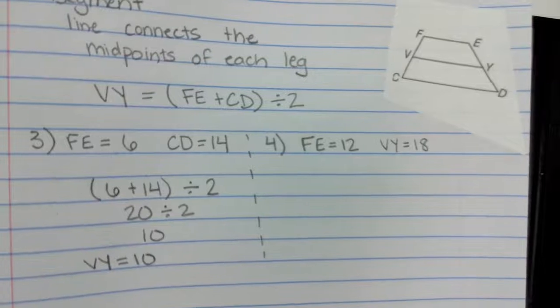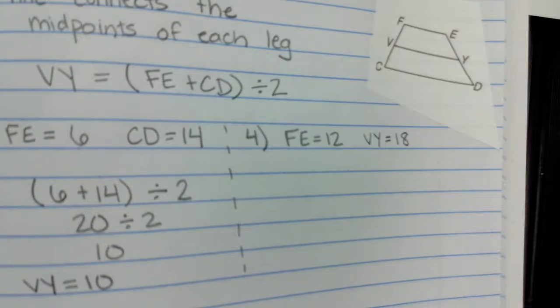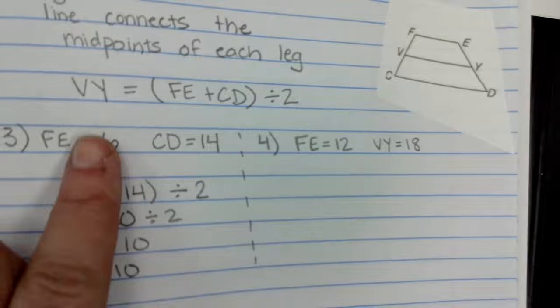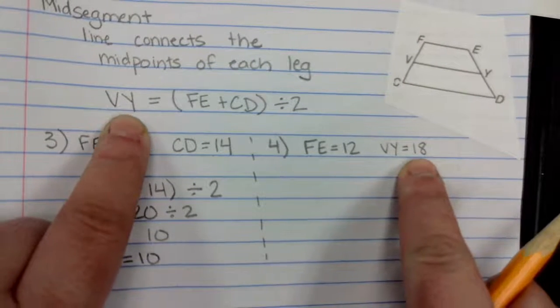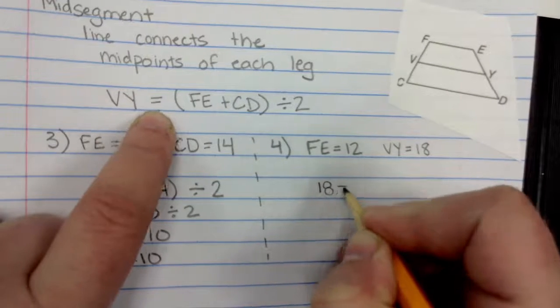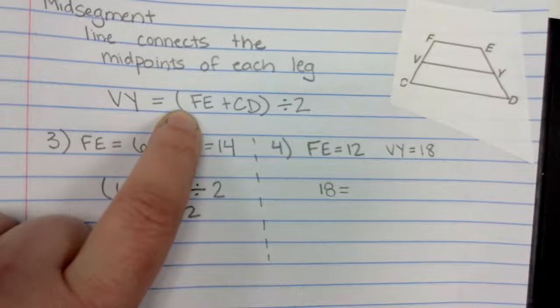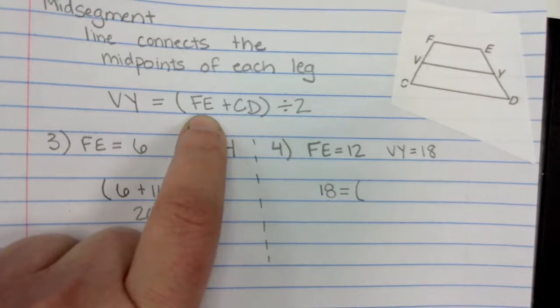Can I add 18 and 12 together and just divide by 2? No. So we're going to have to think about this as an equation that we need to solve. So VY, I'm going to plug that in. VY is 18, right? So 18 equals, and there's a parenthesis here. Do we know FE? 12 plus, do we know CD? Nope, so I'm just going to write CD there. Keep that CD. Divided by 2.